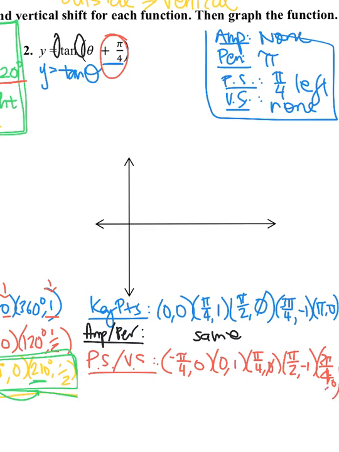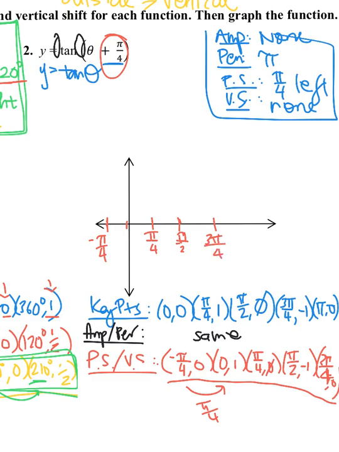All right, so these are the key points of your final answer. So notice each jump is pi over 4, so I'm going to go ahead and make each tick mark on my graph equivalent to pi over 4, starting at negative pi over 4 right here. Okay, that's 0, pi over 4, pi over 2, and then 3 pi over 4.